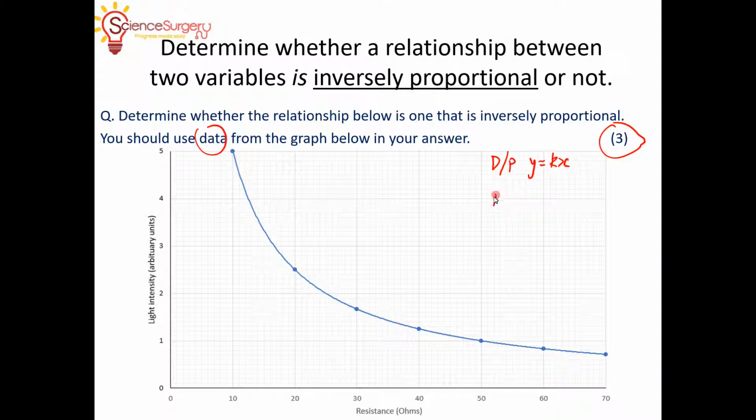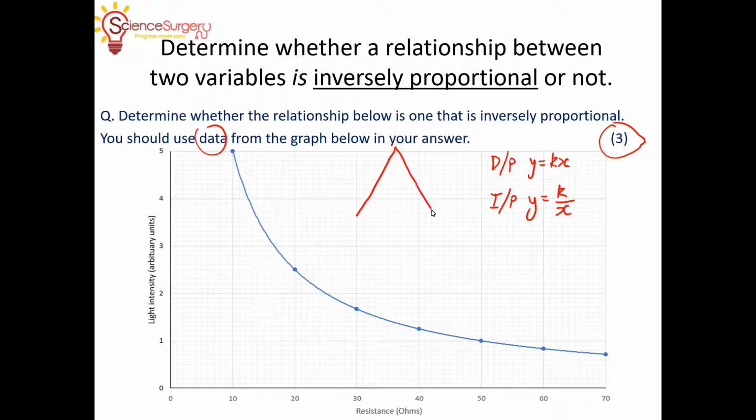However, this time, because we are looking at an inversely proportional relationship, we have a slightly different formula. This time we have y equals k over x. So just like last time, we're going to look to rearrange this for k. So our value for k should be constant. So you can rearrange that.